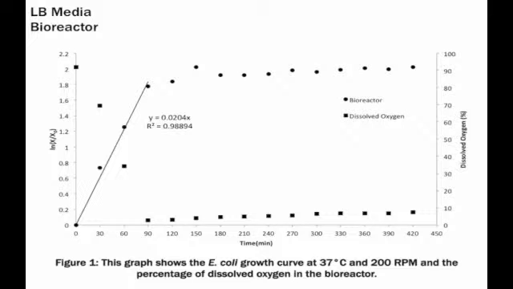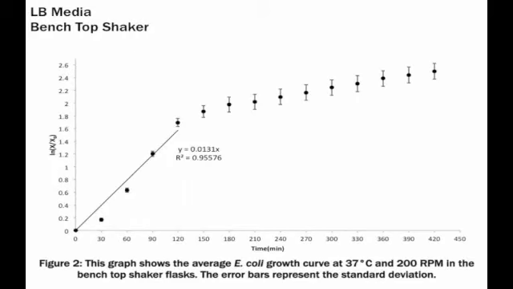From performing a linear regression on the log phase of this bacteria growth curve, the maximum growth rate, mu-max, was found. Figure 2 shows the log and stationary phases of the E. coli growth in the benchtop shaker with LB media. Only these phases are seen for the same reasons as previously stated. The maximum growth rate parameter, mu-max, for the benchtop shaker flask can be found in the same manner as done for the bioreactor data.